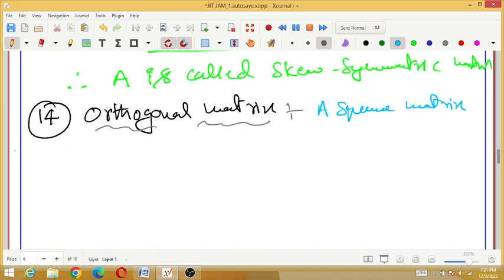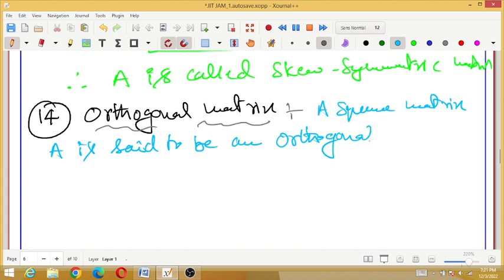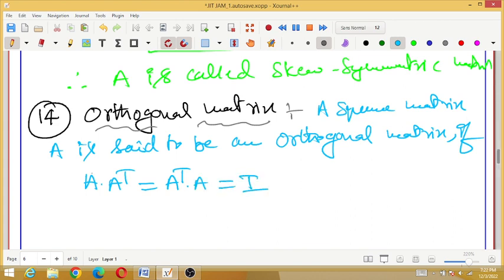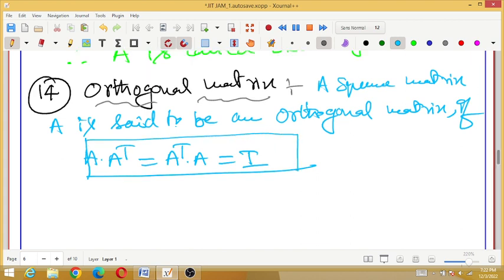A square matrix A is said to be an orthogonal matrix if A into A transpose is equal to A transpose into A is equal to I. If A into A transpose is equal to A transpose into A is equal to I, then that matrix is said to be orthogonal matrix.